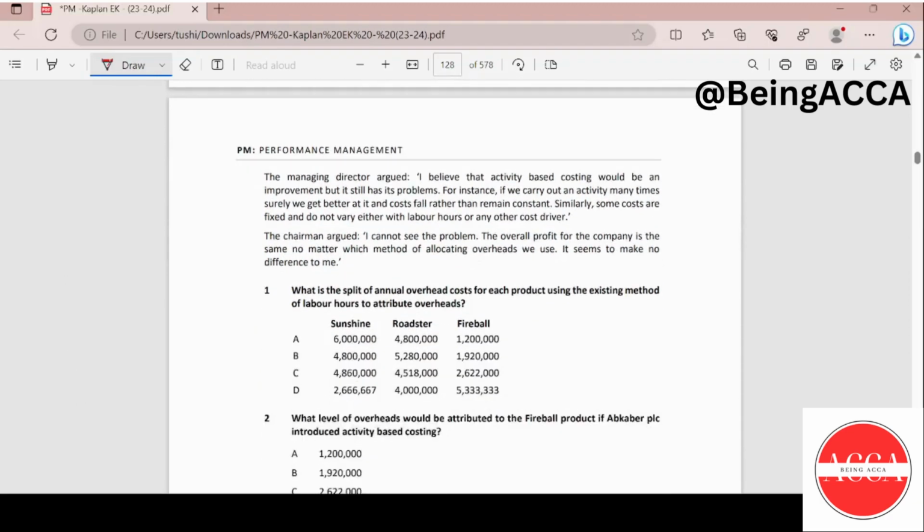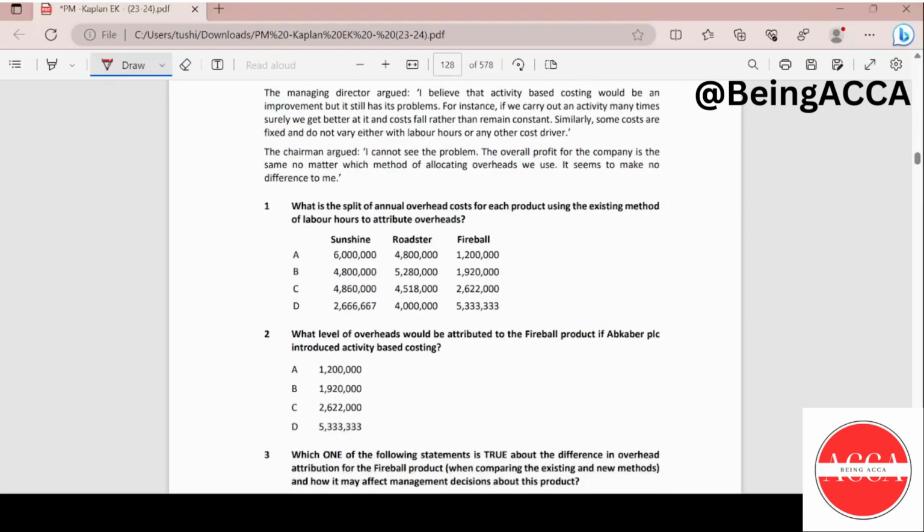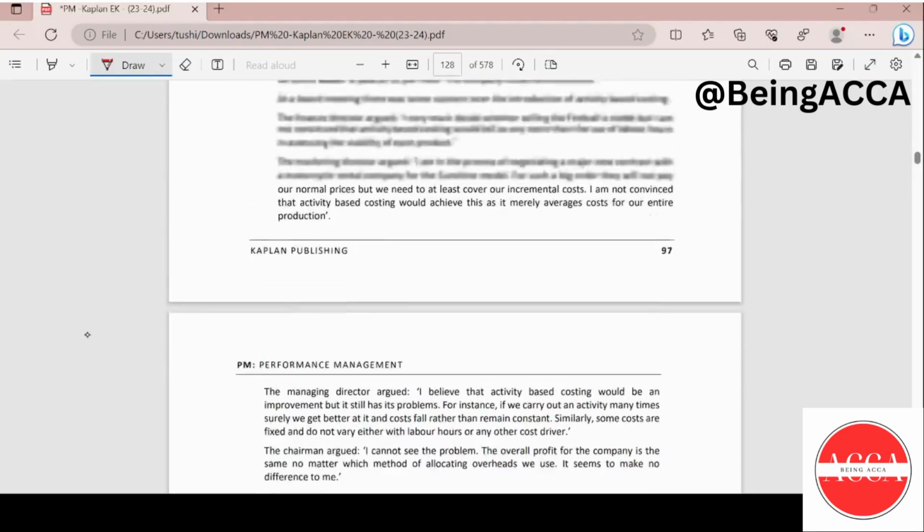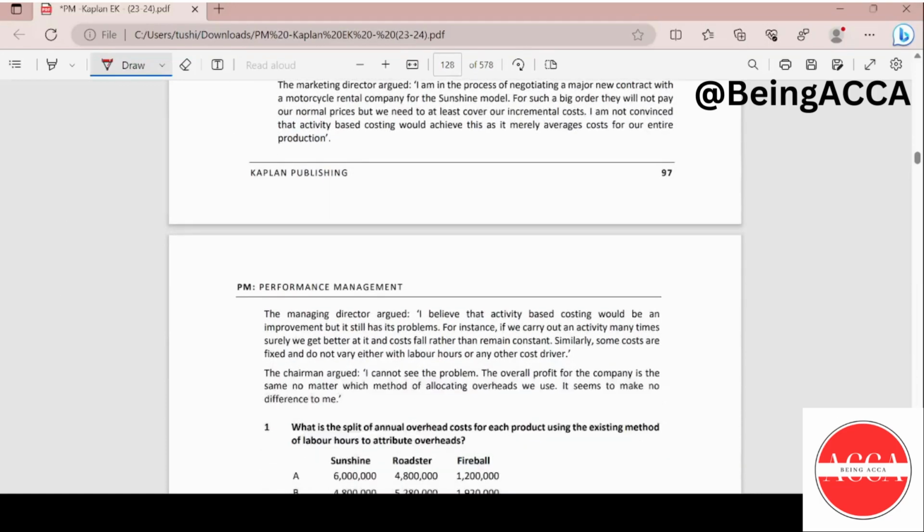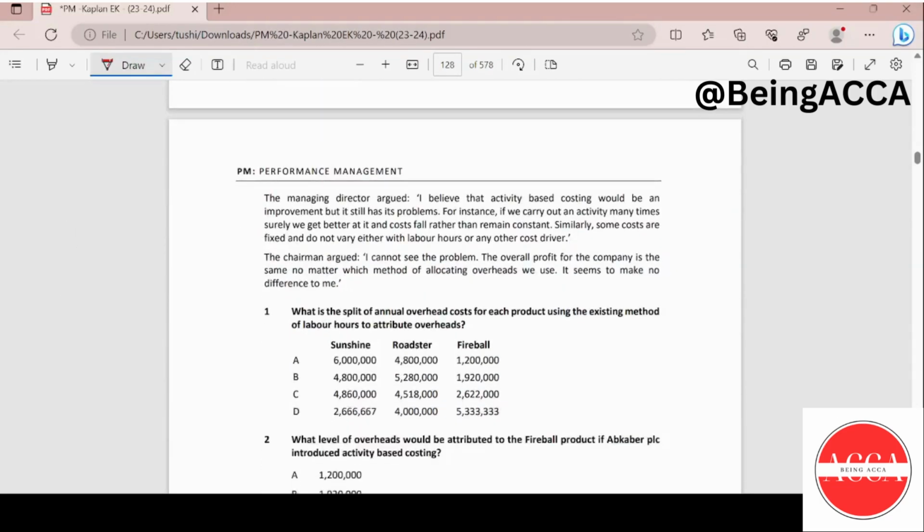The managing director argued, I believe that activity based costing would be an improvement, but it still has its problems. For instance, if we carry out an activity many times, surely we get better at it and costs fall rather than remain constant. Similarly, some costs are fixed and do not vary either with labor hours or any cost driver. The chairman argued, I cannot see the problem. The overall profit for the company is the same no matter which method of allocating overheads we use. It seems to make no difference to me. So there is a variety of people with a variety of opinions. Let's get to the first question.